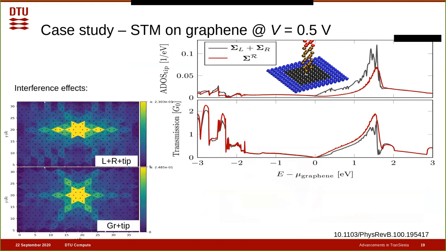And here you have a comparison between a 3 electrode TranSIESTA calculation and a 2 electrode calculation. The top gray one has a left-right graphene and a tip electrode. The red one has a surrounding self-energy on the blue atoms and then a tip electrode up here. And you'll see a huge difference between these 2 curves, at least for the unoccupied space.